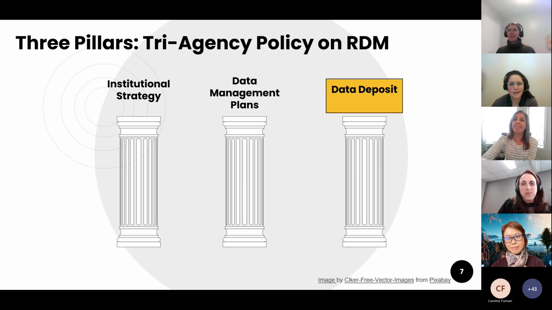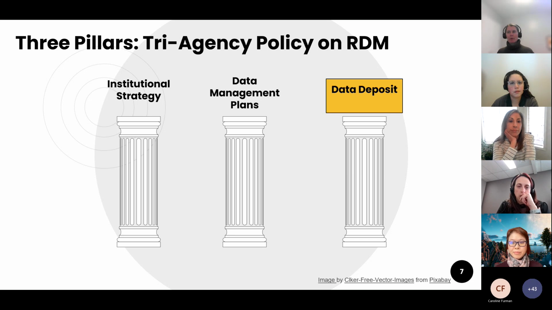Thanks, Donna. Hi, everyone. I wanted to take a step back and just talk about the tri-agency policy on research data management, because that's really driving a lot of the conversations at colleges right now around RDM and around data deposit. So when folks talk about the tri-agency policy on RDM, they generally point to 3 pillars. This was enacted in 2021, and it asks that each institution that manages tri-agency funds, this is the first pillar, develop an institutional strategy that outlines how they will support researchers with tri-agency funds going forward. The second 2 pillars are really the researcher's responsibility.